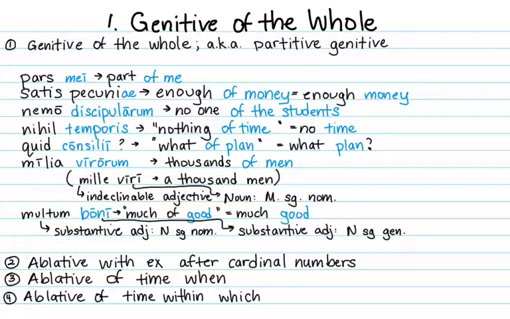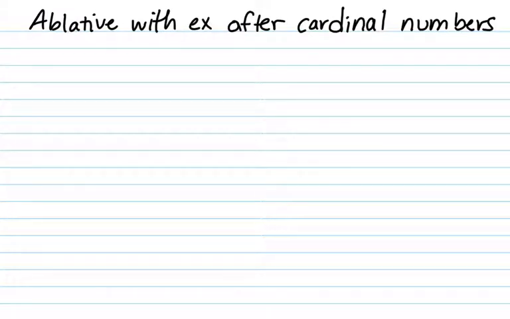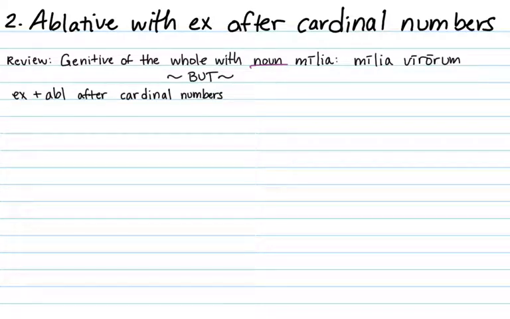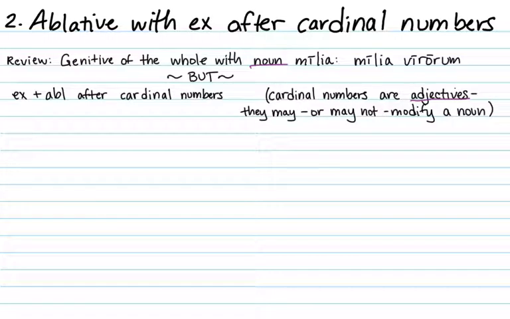Okay, let's go and look at some ablatives. Let's do the ablative with ex after cardinal numbers. So on the last slide we saw that the noun thousands takes a partitive genitive, milia virorum, but for the other cardinal numbers, which are adjectives, 1 is an adjective, 2 is an adjective, instead we will use ex plus the ablative. Cardinal numbers, because they're adjectives, means that they might or might not modify a noun. So you'll see in our examples where we use ex, those adjectives are not modifying any noun.